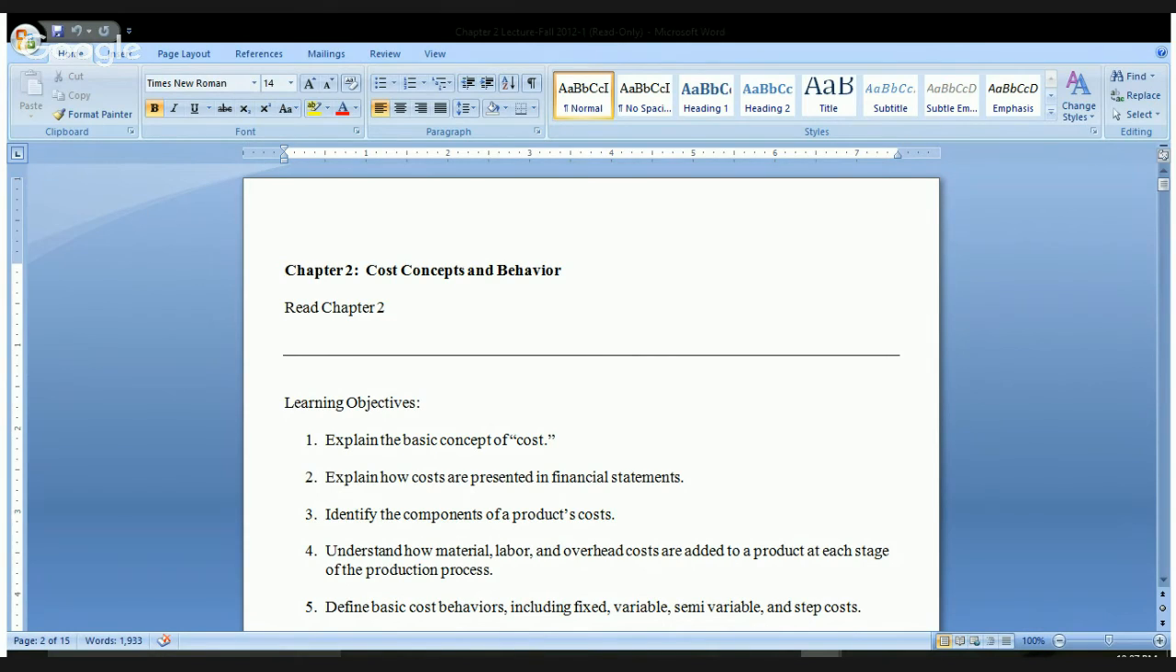All right. So now let's get into the actual raw materials, work in process, and finished goods.